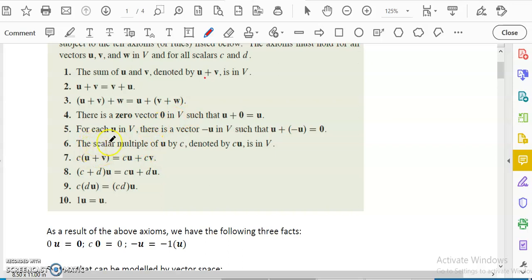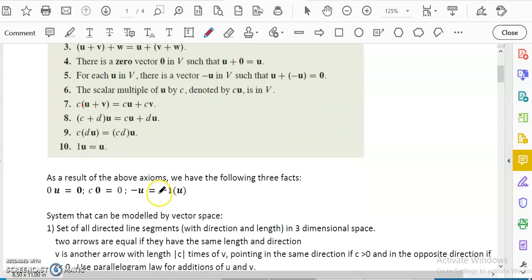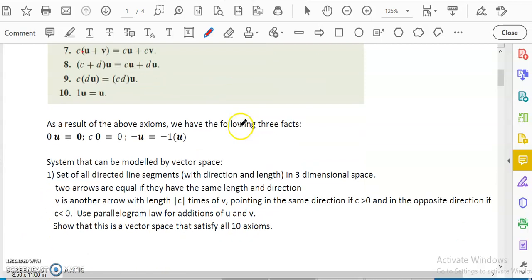The scalar multiplication also needs to be defined. So C times u is also in V. And also if we multiply the scalar C by a sum of two vectors, it's the same as you multiply them individually. And if you add two scalars first, that's the same as doing the individual multiplications also. Also, if you multiply the scalars first or multiply the vector step by step, the result is the same. And one times your vector belongs to V and is the same as the vector, for scalar one.